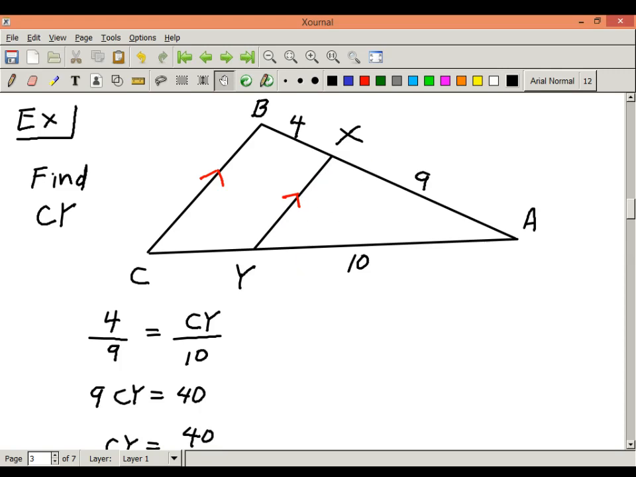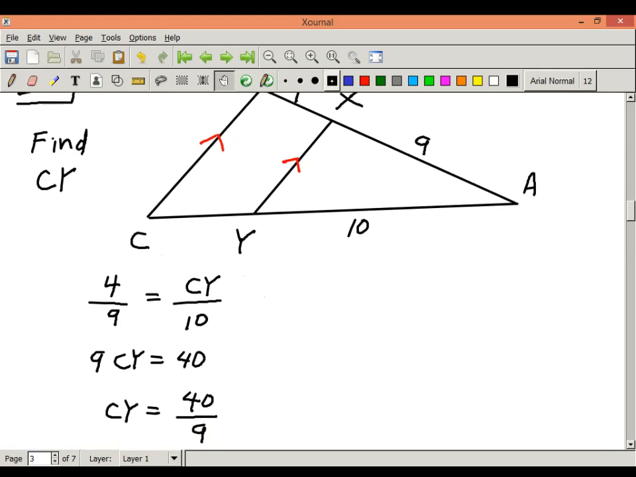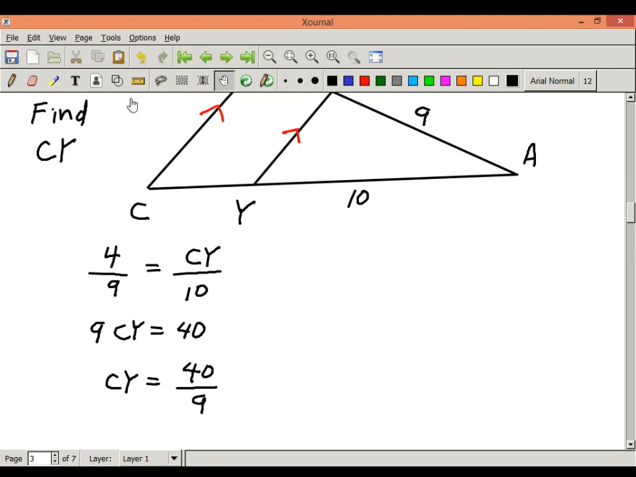So we're going to write a proportion. So these two parts of the one side, so 4 divided by 9, there's your ratio there, would be equal to this piece, which we called CY divided by 10. So just those other two sides got divided proportionally. So we just take that proportion and cross multiply. So we got 9 times CY equals 40, and then CY equals 40 divided by 9. So there you go. We just found that segment CY right there by the triangle proportionality theorem.